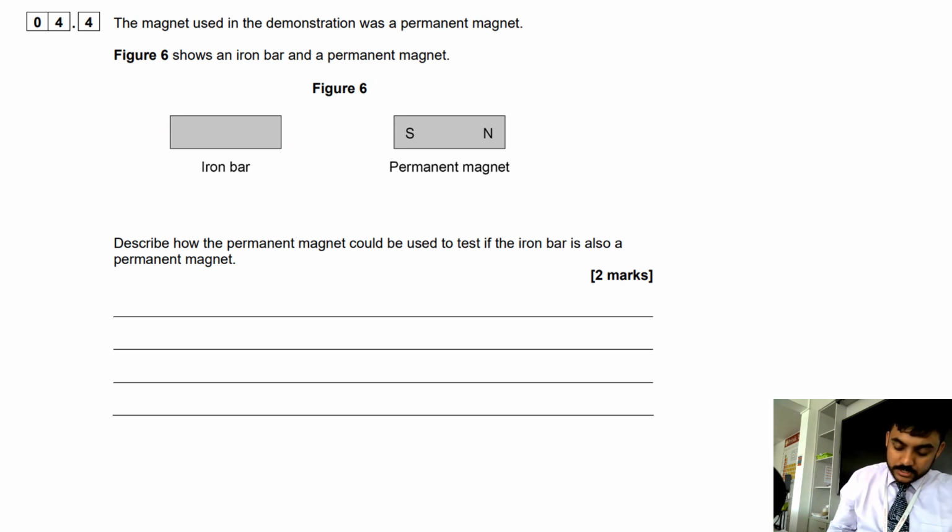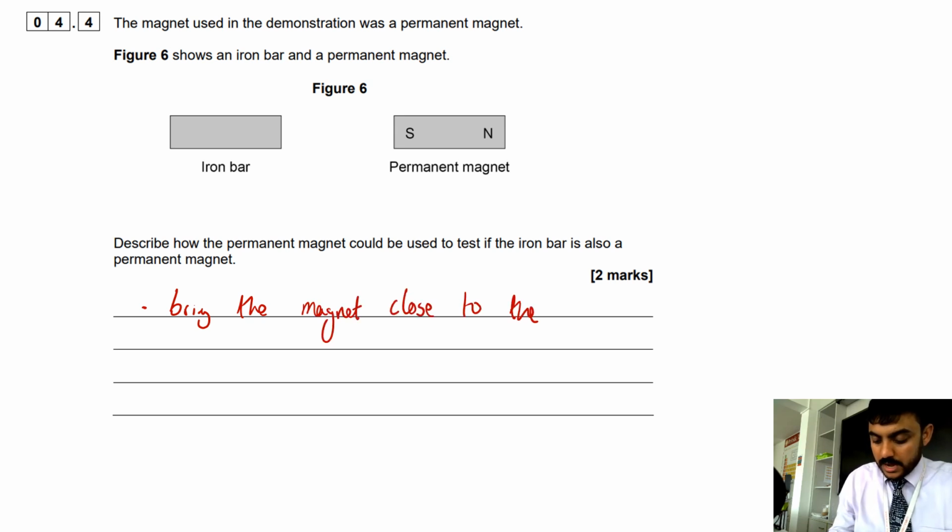Just to answer the question in the exam language, they have said, bring the iron bar close to the pole out of the permanent magnet. If any side repels, then it shows the iron bar is a permanent magnet. So bring the magnet close to the iron bar.